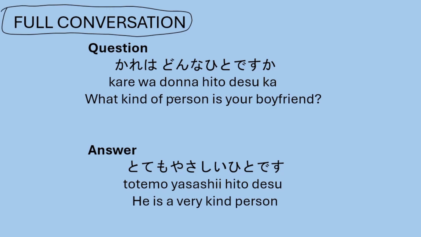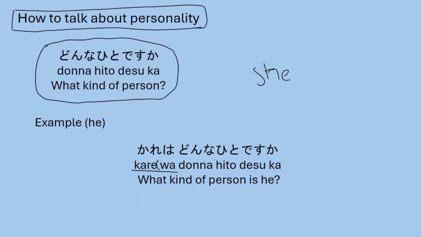Now let's take an example of a full conversation. The question is kare wa donna hito desu ka? What kind of person is your friend? Or you can also write here, what kind of person is he. Totemo yasashii hito desu. He is a very kind person. Okay. This is the example of a full conversation. This is how to talk about personality. So this is all for today.